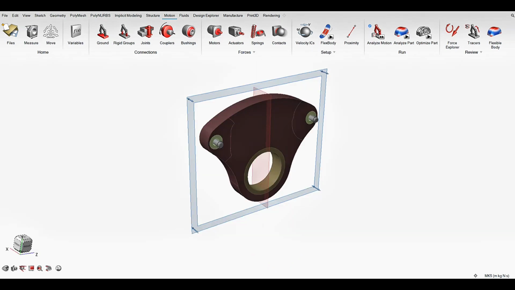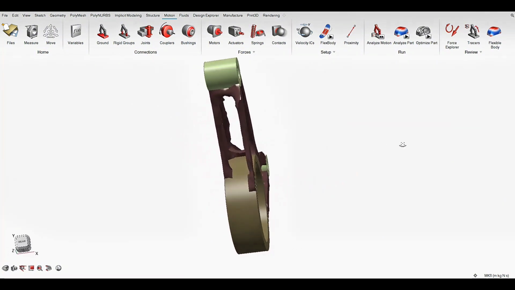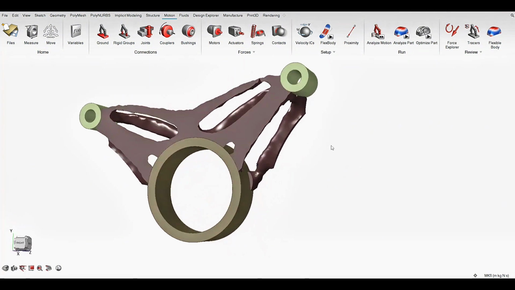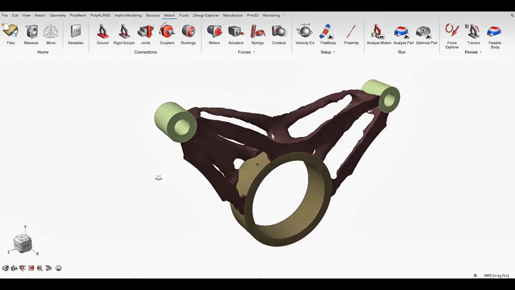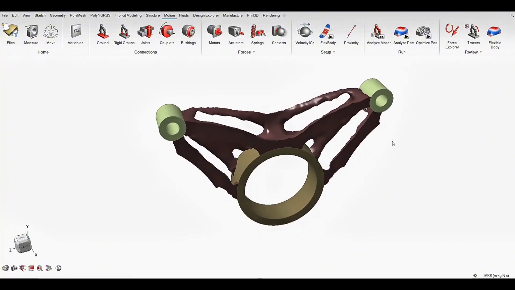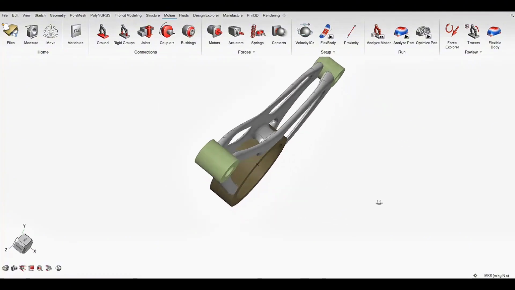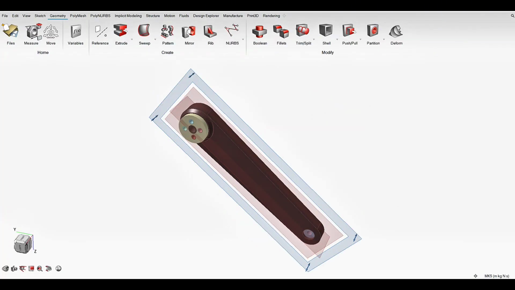Now, moving on to the optimization, I started with the servo cam. Next, I proceeded to optimize the femur.